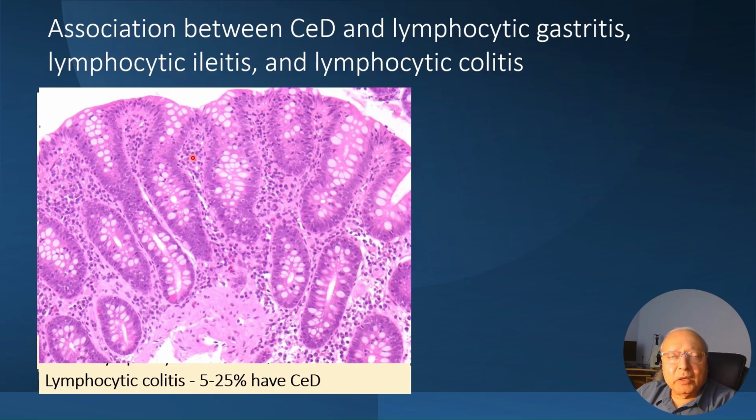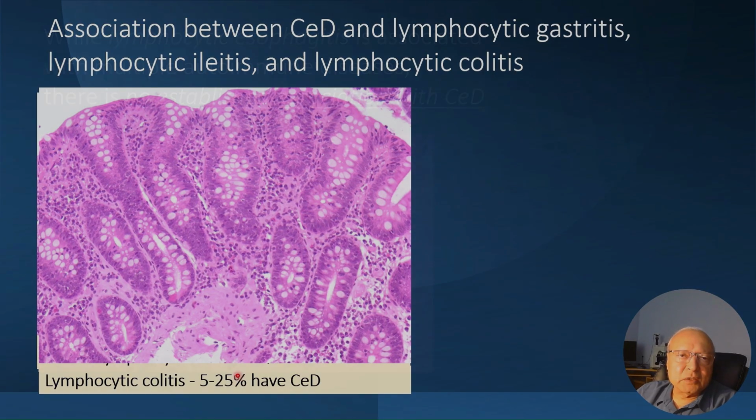This may even be associated with collagenous colitis. In this particular picture, it is not, but sometimes you have a combination of lymphocytic colitis and collagenous colitis. But when you have lymphocytic colitis, in about 5 to 25% of patients, you may have concurrent celiac disease with the celiac serology and lymphocytic duodenitis.